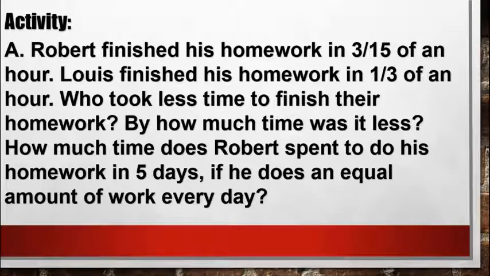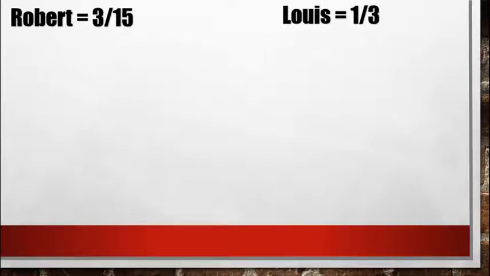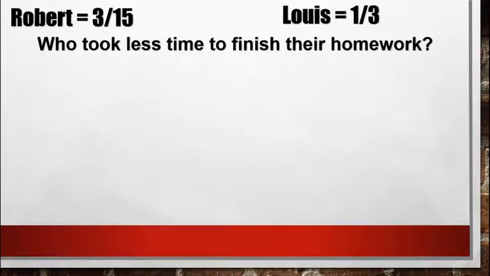The first thing is we need to find who took less time to finish their homework. Second is by how much. And the third one is how much time Robert spent doing the complete homework in 5 days. So let's do this. We already know that Robert has 3 over 15 and Louise has 1/3. So we have the question: who took less time to finish their homework?